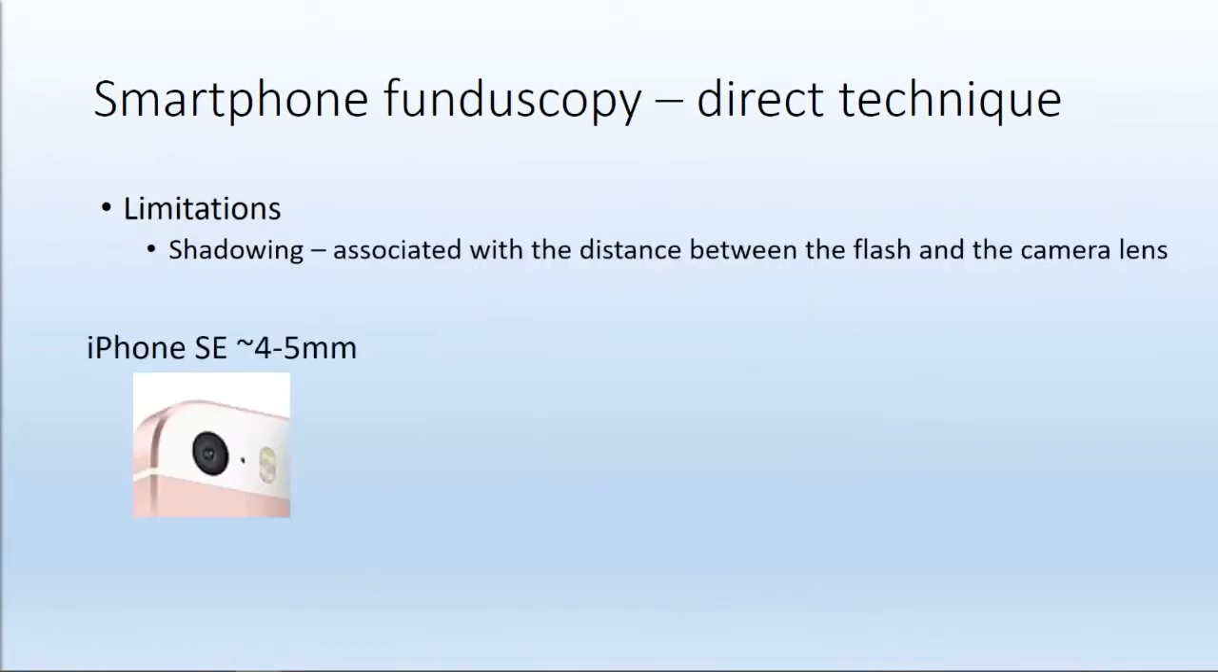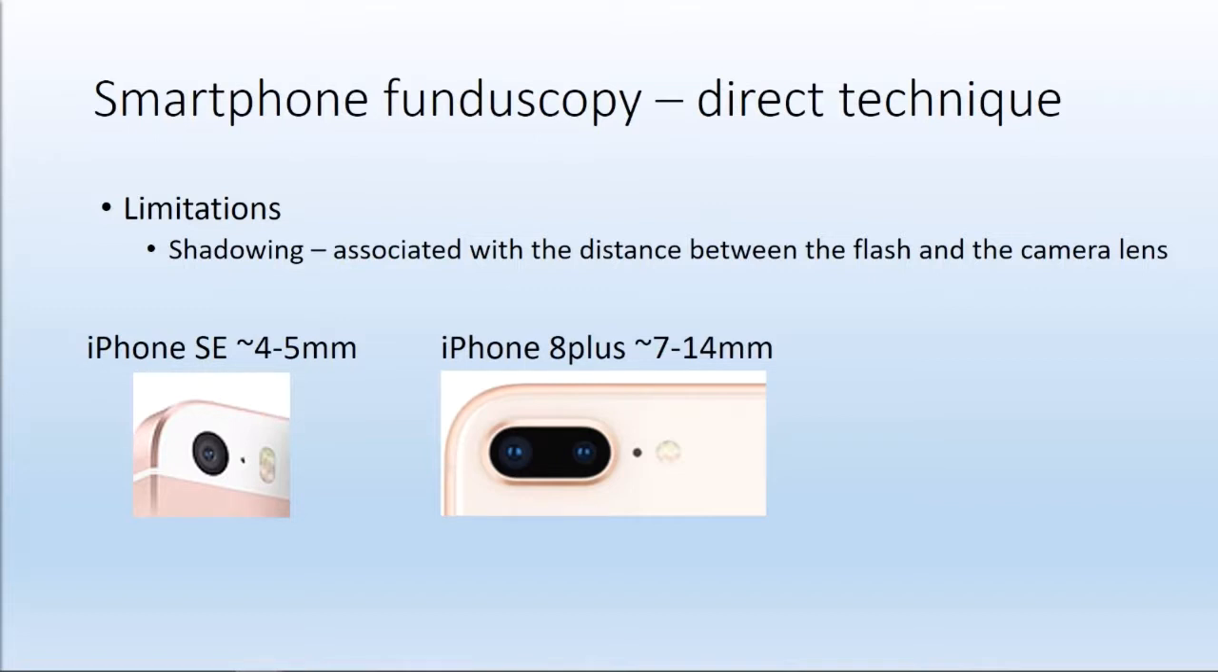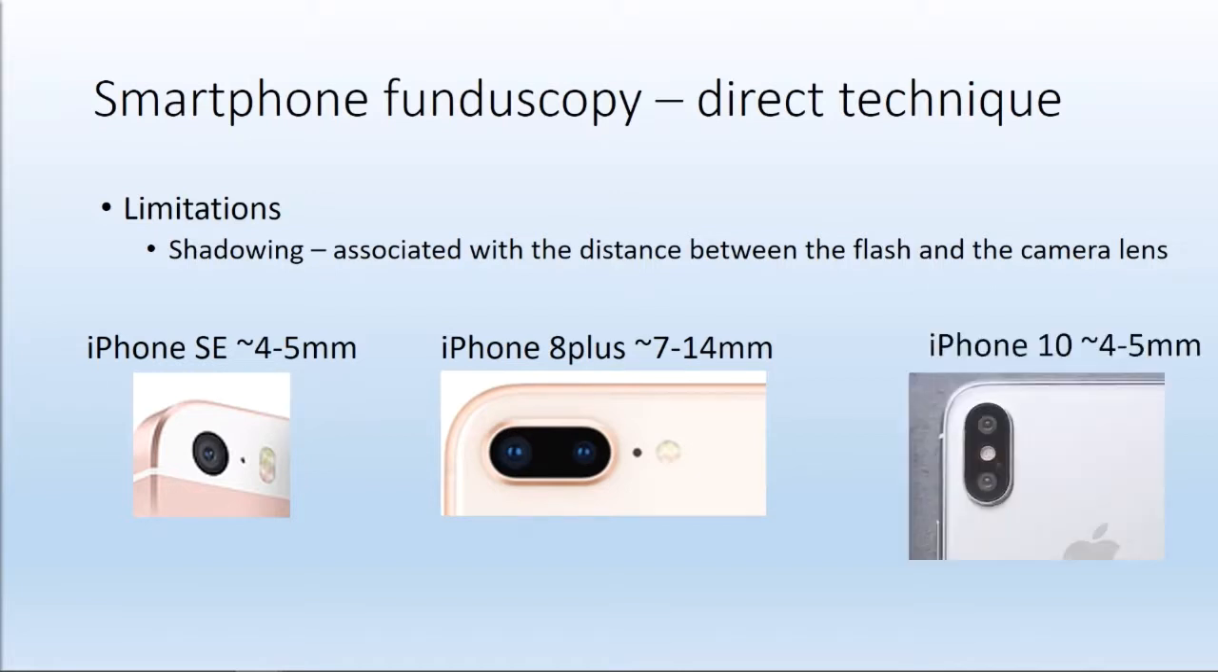So here's just the representation of the distances between the camera and the lens. You see that the more peripheral camera lens is the one that you use for imaging the fundus. This is the 8 Plus, and you see that distance between the LED flash on the far right and the camera lens on the far left. That's the wide angle lens. The telephoto lens is what camera developers have used for artistic photos like portrait mode, and it's less applicable for these techniques. But the iPhone 10 went back and turned it back into more of a fundus camera.